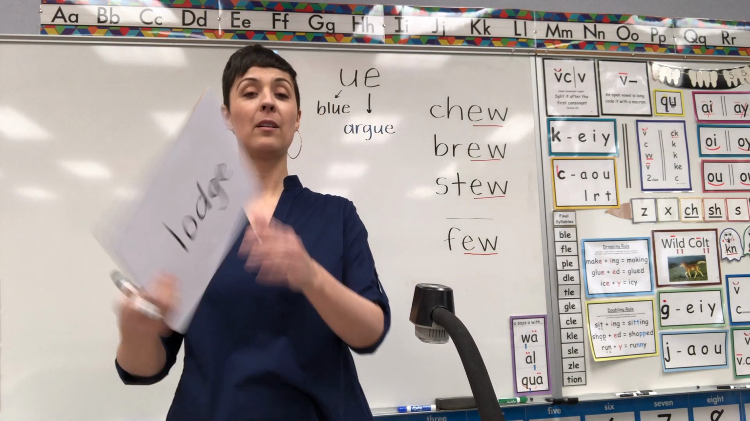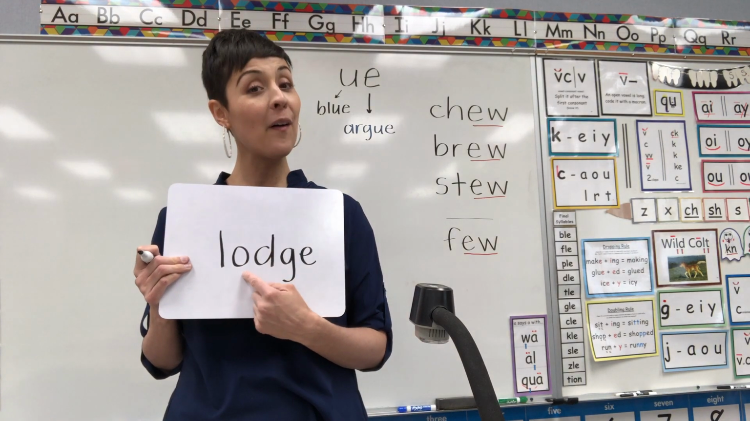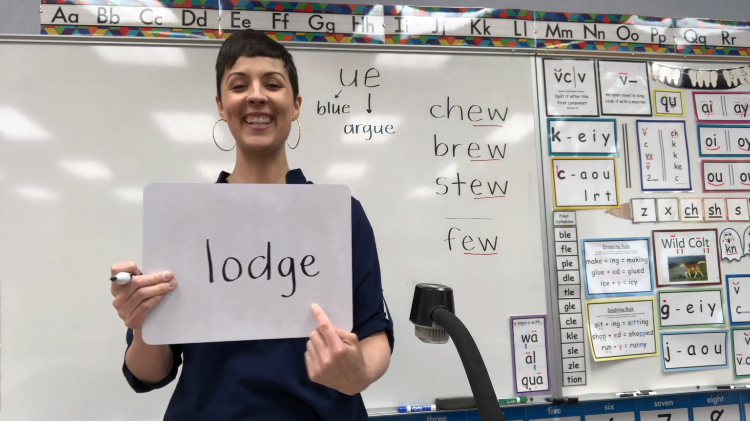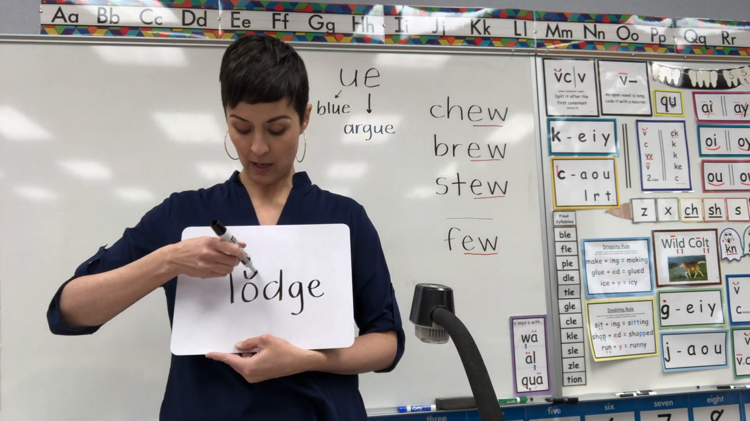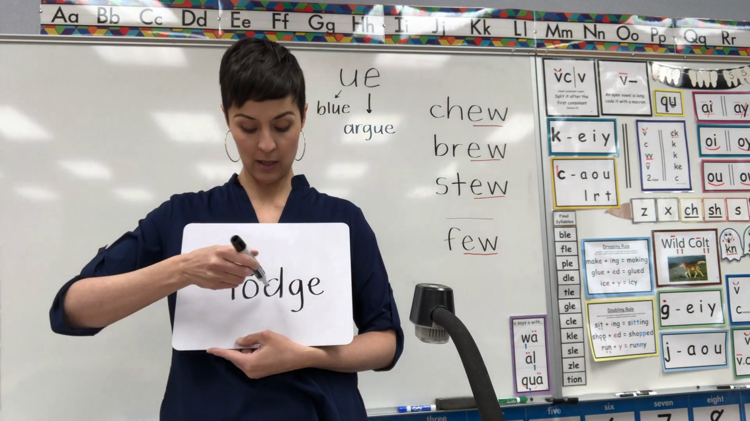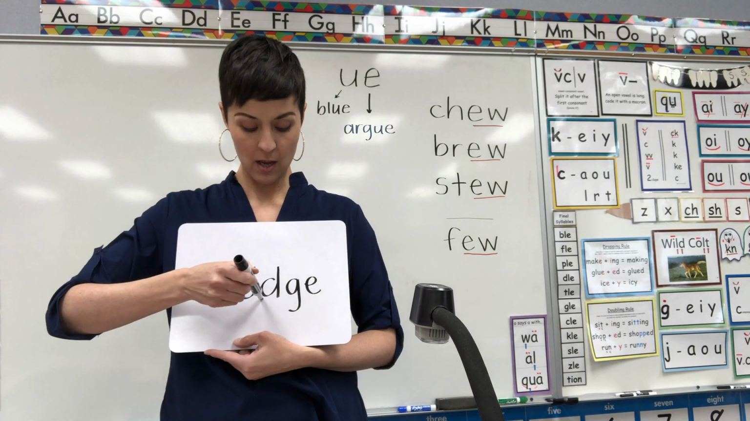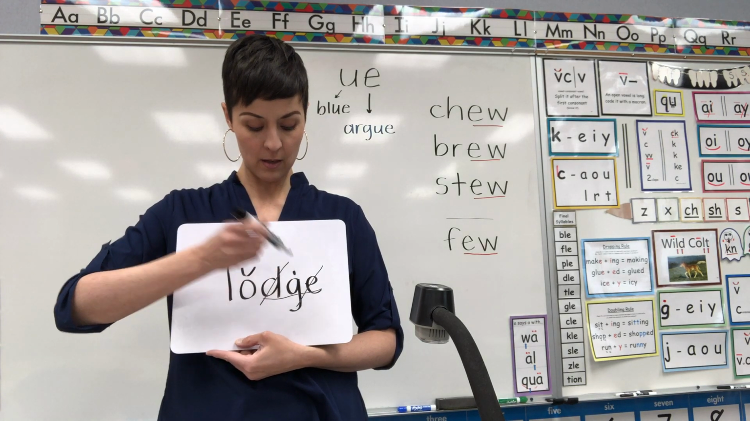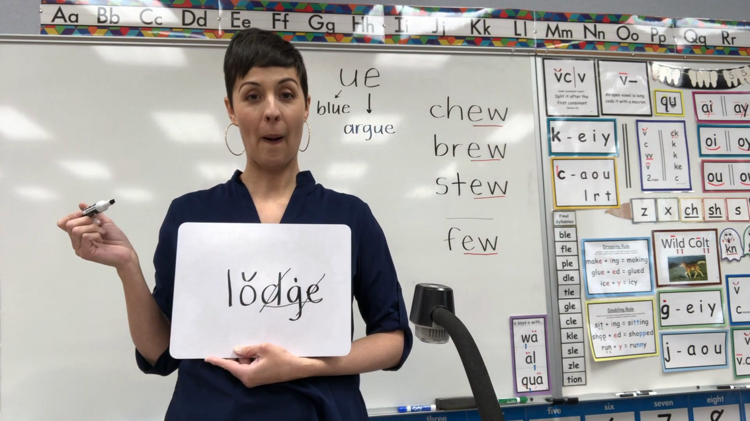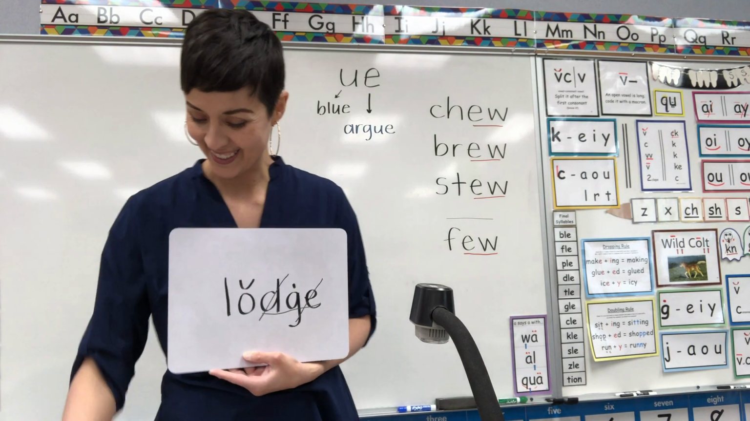Let's check lodge. Lodge should be spelled L-O-D-G-E. D-G-E after short vowel O. Oh man, I just realized I didn't code anything on here. Did you code your D-G-E? Underline, cross out, J dot. Breve above the O. Hope so.